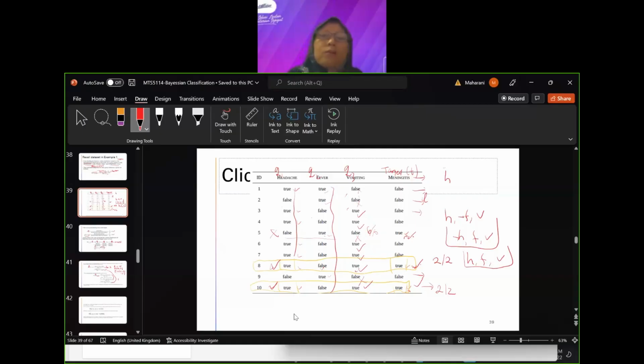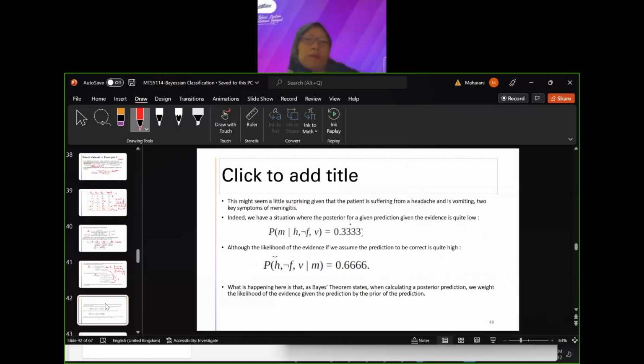So you can play around with this. Try this one and try this one. On non V, for instance, you got headache F and then non V, for instance. You can play with this. Then you will evaluate what is the chance for a patient to get meningitis.